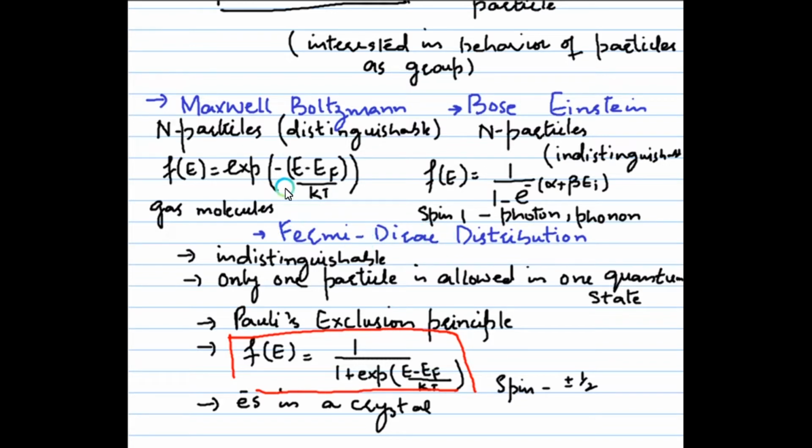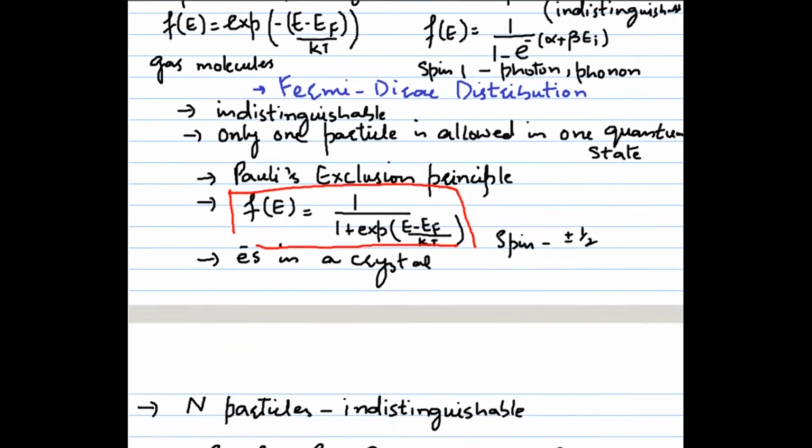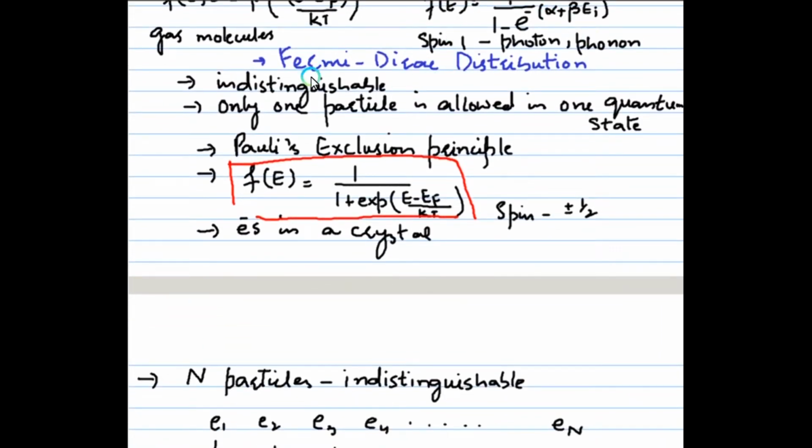The details are given in the book. And here we are more interested, for quantum mechanics, in the Fermi-Dirac distribution function. It says that if we have n number of particles, these particles will be indistinguishable. We cannot distinguish one particle from another particle, and only one particle is allowed in one quantum state, right? It obeys Pauli's exclusion principle, and the distribution function is given by this expression, and the spin can be plus or minus 1 by 2, and this Fermi-Dirac distribution applies to an electron in a crystal.